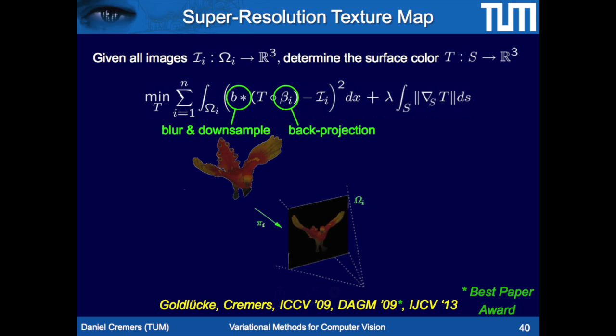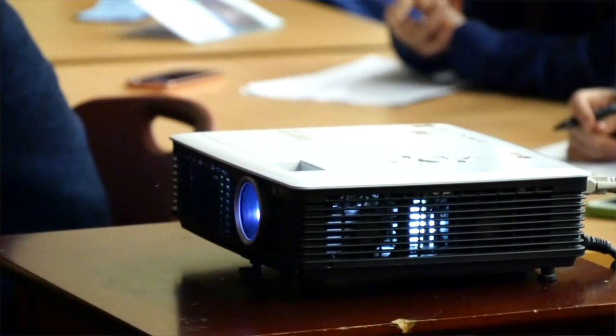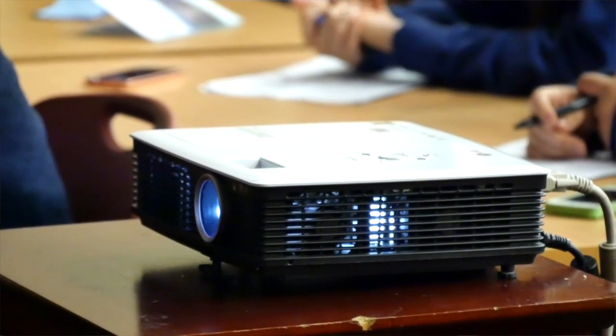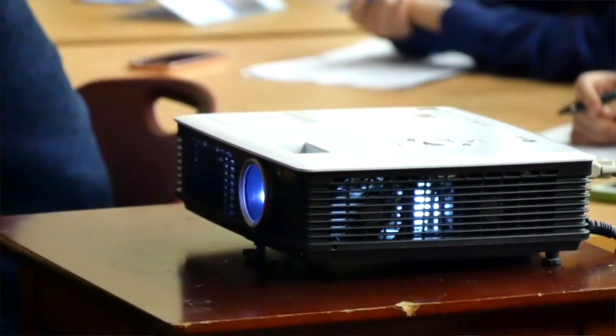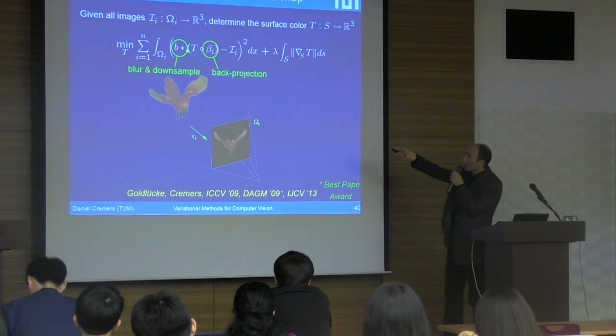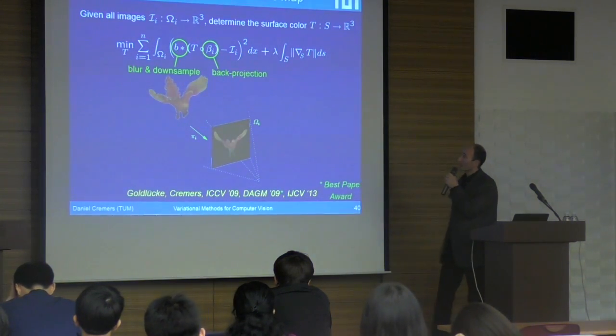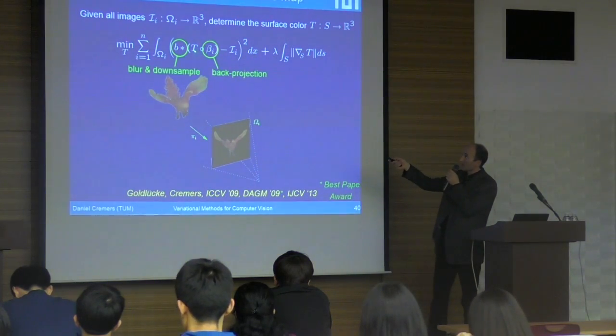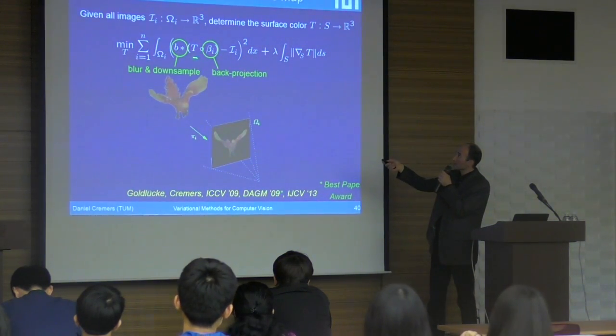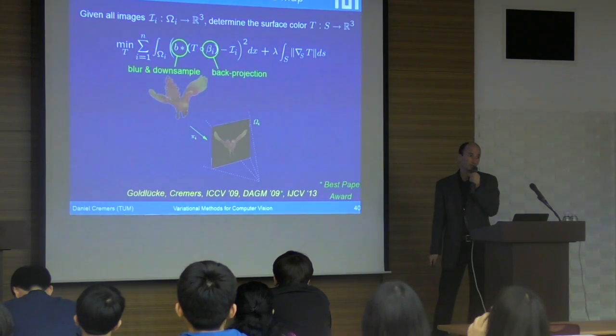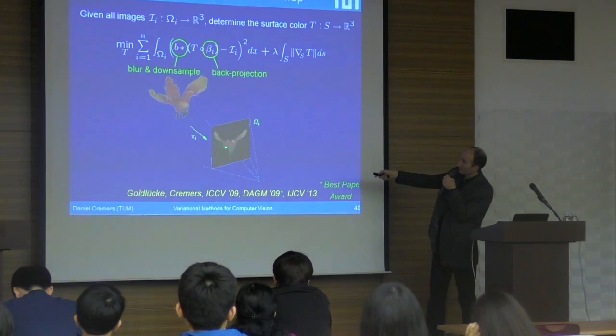And what should that surface color be? The surface color should be such that once I project it into all the images, it should match the observation. More specifically, it should match the observation after blurring and downsampling, because this is what digital cameras do. They automatically get a certain blurring, and then the digital camera will downsample it to pixels. And so we can actually model the degradation that the digital camera applies in this cost function and say, find a texture T such that after blurring and downsampling, it matches the observation. Beta I is just the inverse of the projection here.